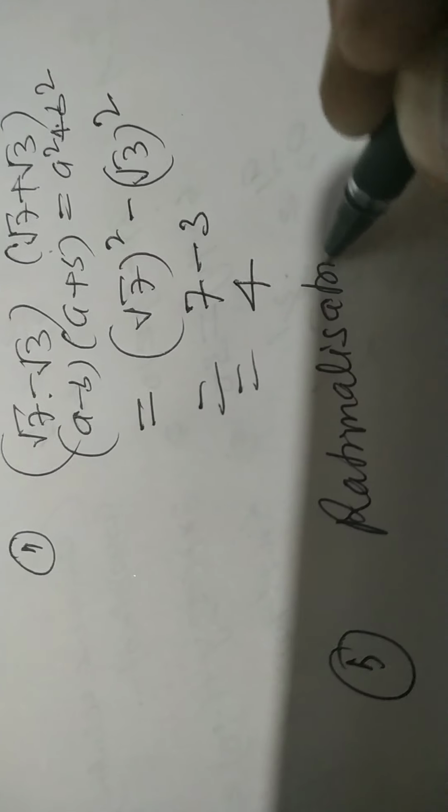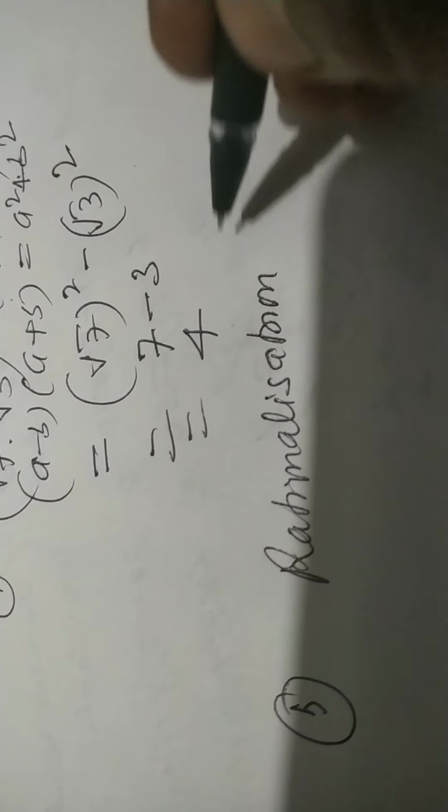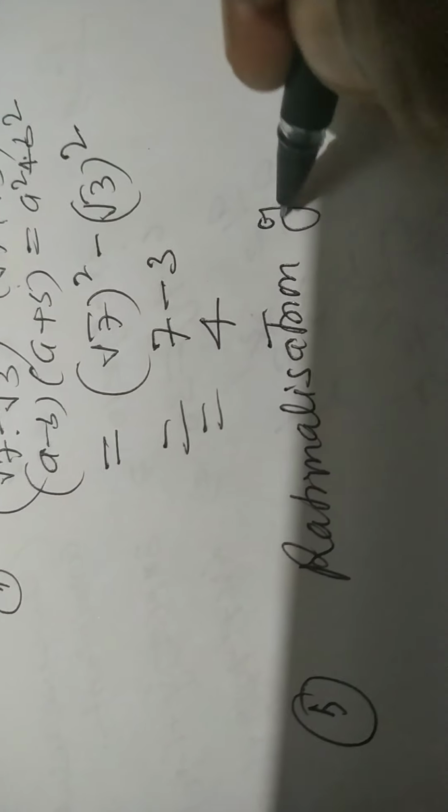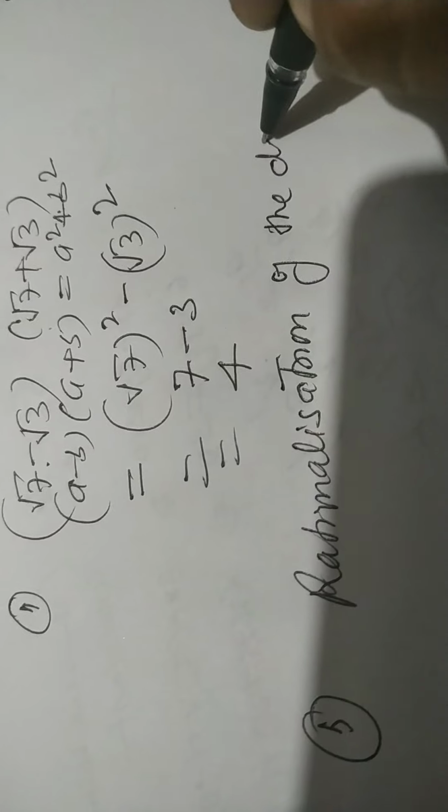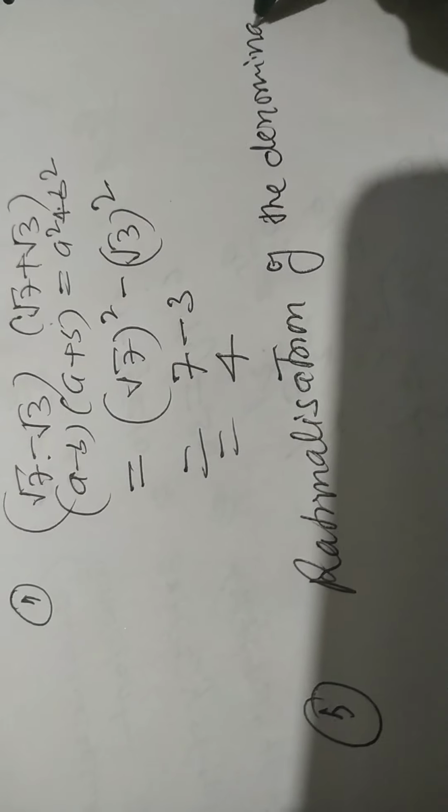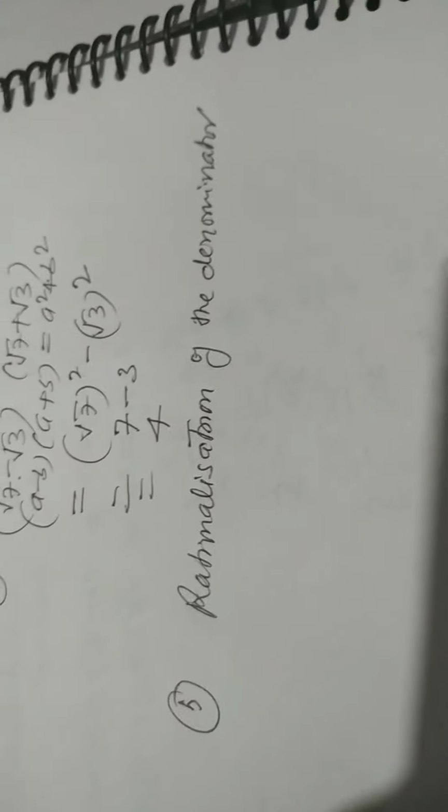Rationalization of the denominator. Rationalize the denominator. That is the next concept of the first chapter. How do we rationalize the denominator? What does it mean? It means that if the denominator is an irrational number, we have to convert it into a rational number through mathematical operations.